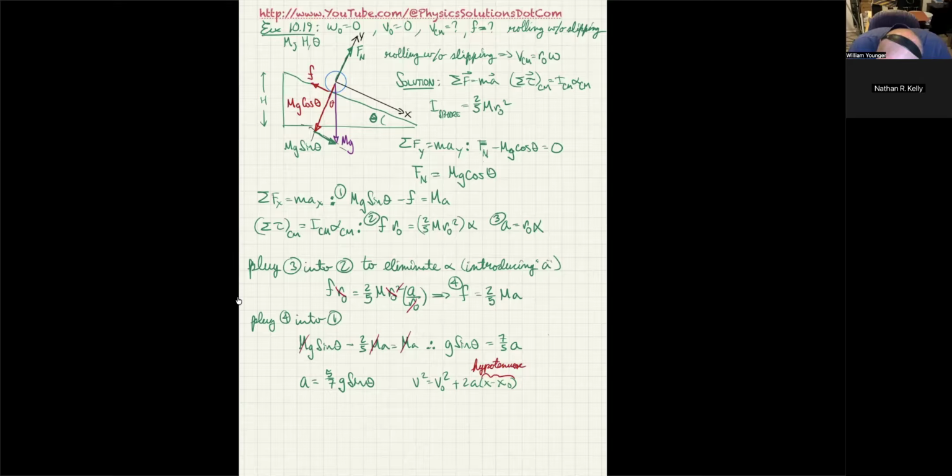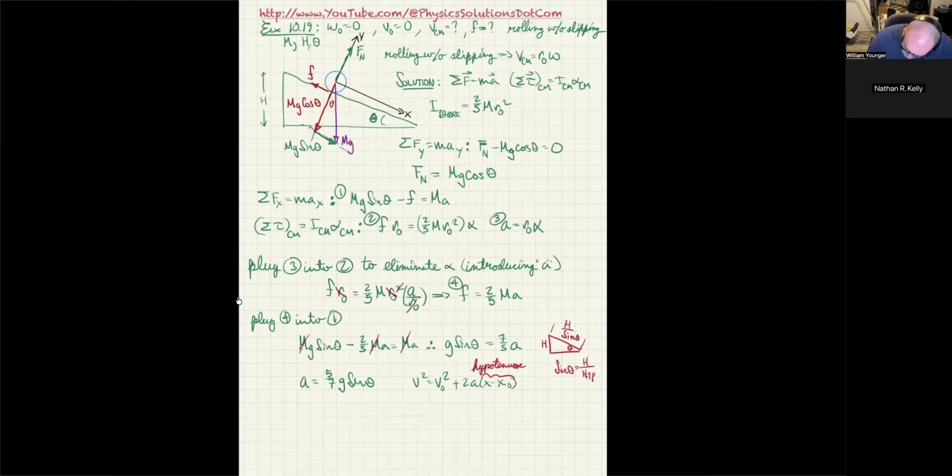Well, remember that triangle has height h and angle theta. So the hypotenuse, this distance right here, if we write sine theta, we get sine theta equals opposite, which is h, over hypotenuse. So this tells us that the hypotenuse is in fact h over sine theta. So that's the actual distance traveling down the incline. Specifically, the length of the hypotenuse is h over sine theta.